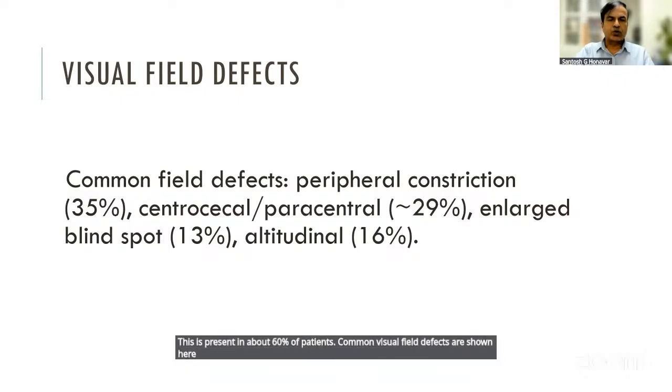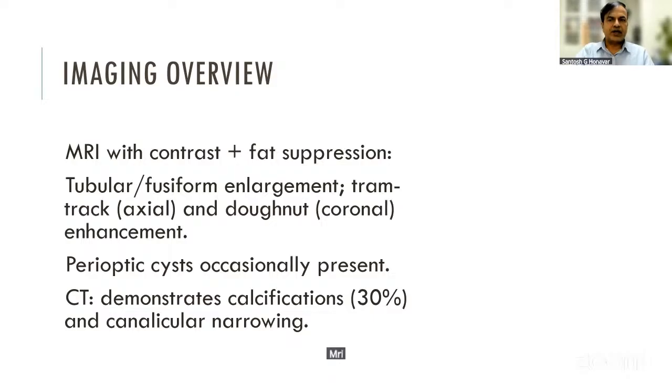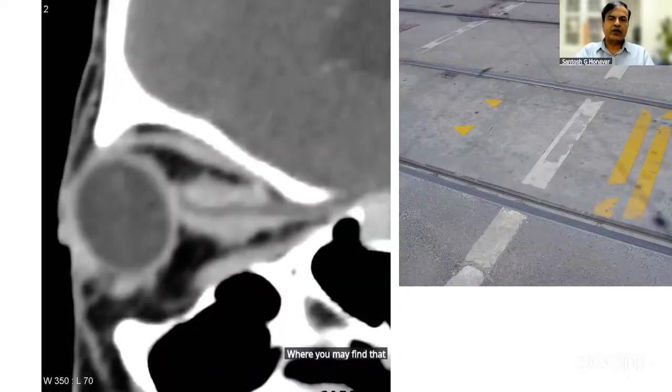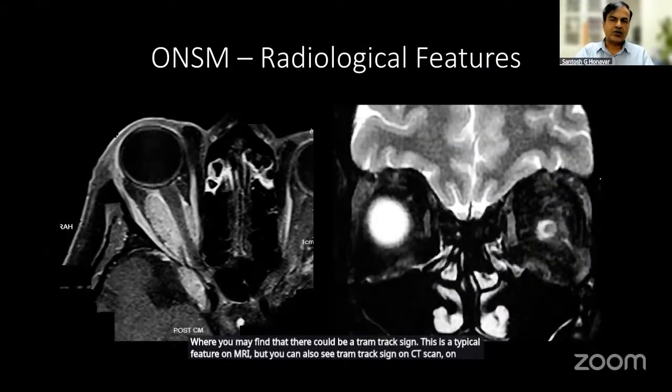You can do a baseline visual field so that you can monitor response to treatment. MRI with contrast enhancement with fat suppression is the way to image these patients. CT scan really does not help prognosticate, where you may find a tram track sign. This is a typical feature on MRI, but you can also see the tram track sign on CT scan. On CT scan, you also find calcification.